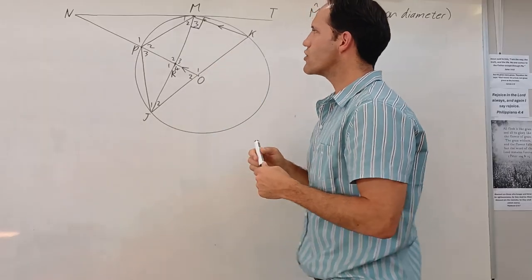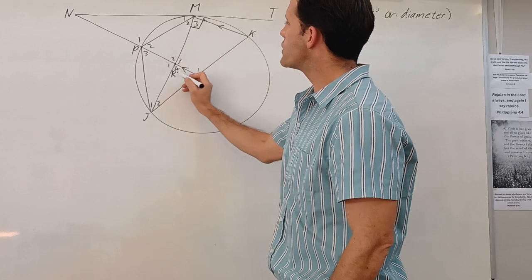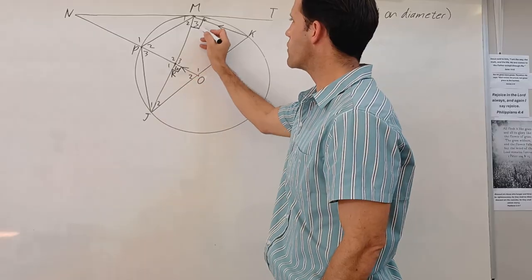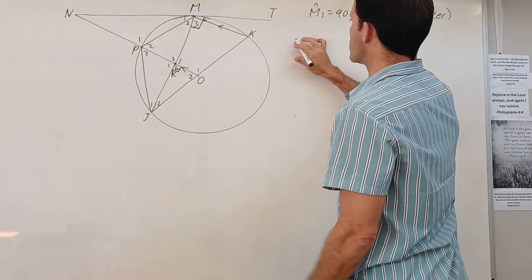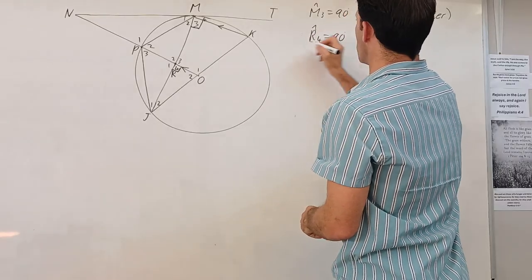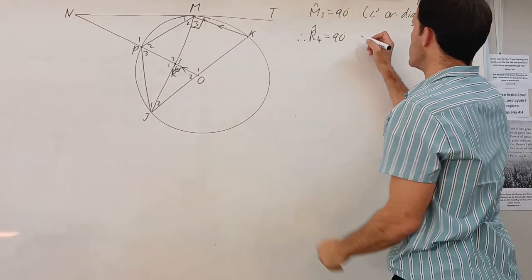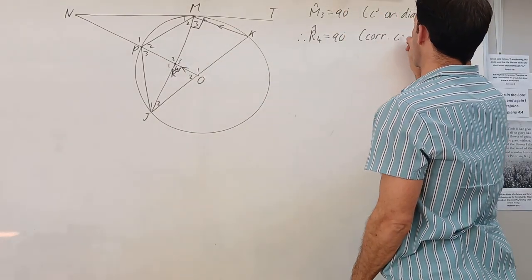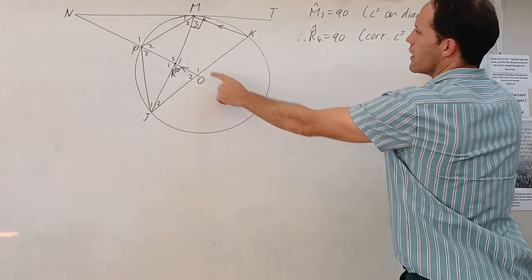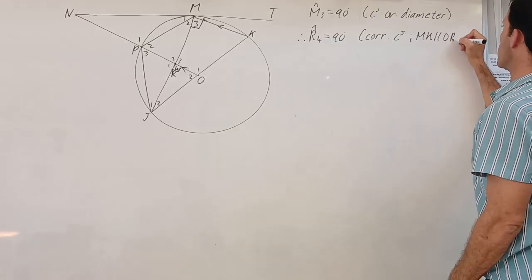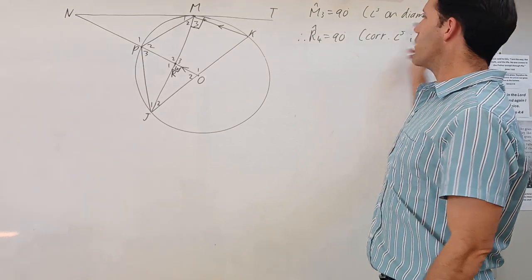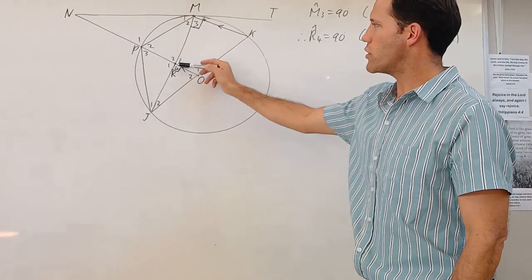So in this case, this one is 90, which means this one must be 90, because they're corresponding angles. So I can say R4 is equal to 90. Therefore R4 is equal to 90, and our reason is corresponding angles, because MK is parallel to OR. So we showed that this angle is 90 because of angles on diameter, then we showed this one is 90 because of corresponding angles.